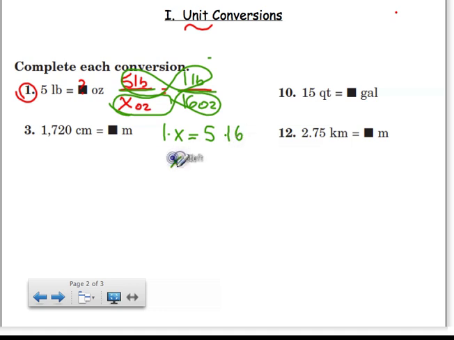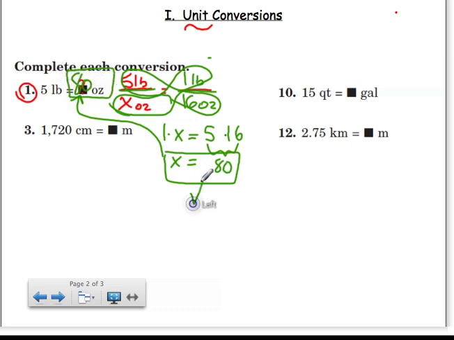1 times X is really the same thing as X. And 5 times 16 equals 80. So X equals 80. And to take it completely back to its answer, that means 5 pounds is the same thing as 80 ounces. And that's my answer.